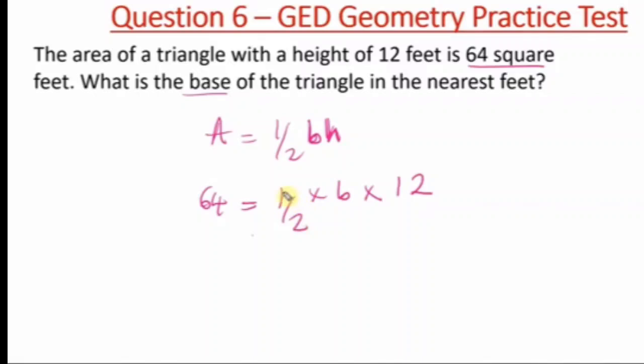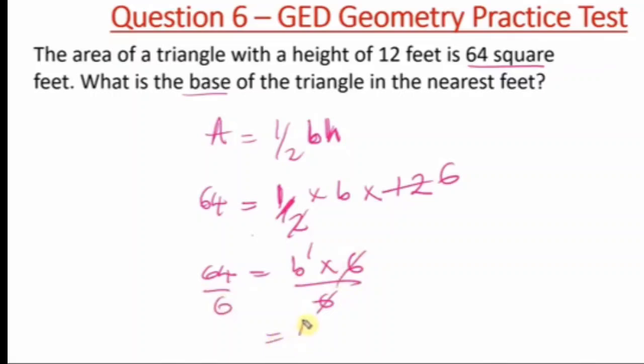12. So with this fraction, this half, I can just cancel it out here. I'll say 2 here 1, 2 here 6. So here we're left with 64 equal to b times 6, right? So to get b, we divide both sides by 6. This would cancel. We're left with b here. And 64 divided by 6 gives 10.66. So b is equal to 10.66.